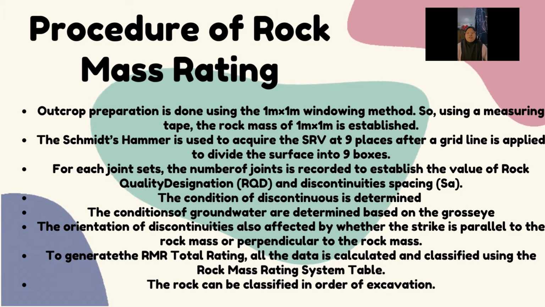Third, for each joint set, the number of joints is recorded to establish the value of rock quality designation RQD and discontinuity spacing. And the condition of discontinuities is determined based on first persistence, second aperture, third roughness, fourth infilling, and fifth weathering. And the condition of groundwater is determined based on the ground ice.